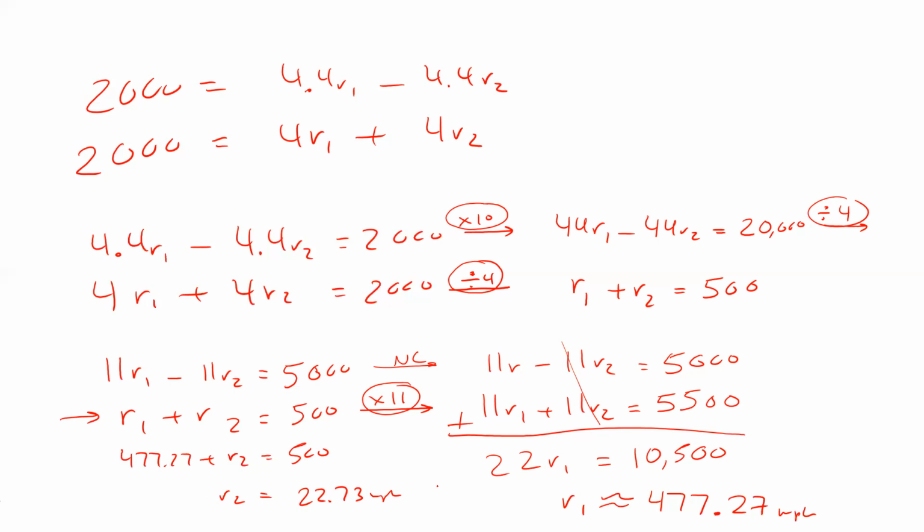So the final answer to this would have been, we would actually have to say the speed of the airplane is 477.27 miles per hour, and the speed of the wind is 22.73 miles per hour.